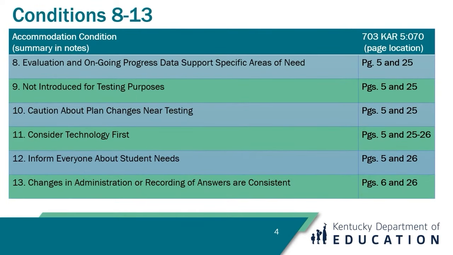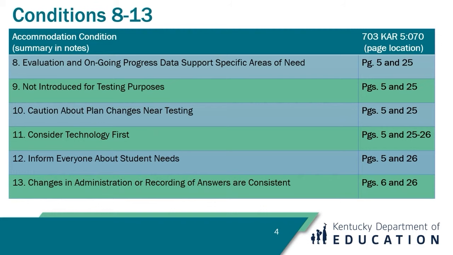In the notes sections, there are specific comments made about conditions 8 through 13. You will also note the page location for each condition where it can be found in the regulation. Please reference the regulation for information specific to these conditions. Number 8, evaluation information and ongoing progress data should support the need for accommodations in the specified area of need. Number 9, accommodations shall be part of the student's ongoing instructional program and not introduced immediately prior to the state-required content assessments.